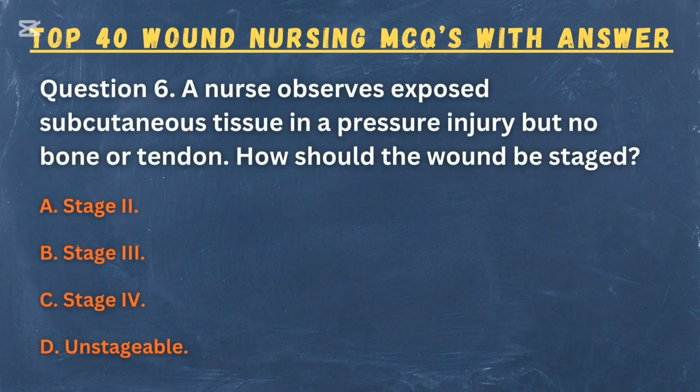Question 6. A nurse observes exposed subcutaneous tissue in a pressure injury, but no bone or tendon. How should the wound be staged? A. Stage 2. B. Stage 3. C. Stage 4. D. Unstageable.